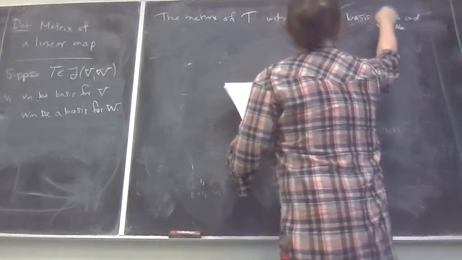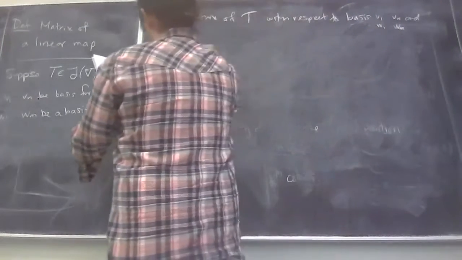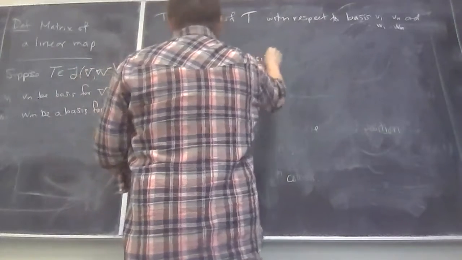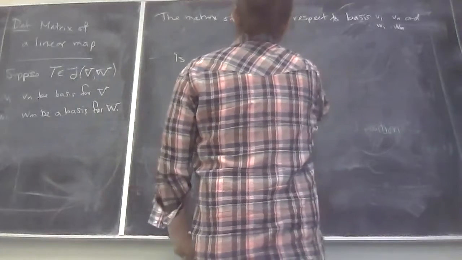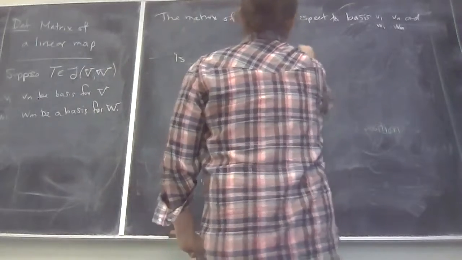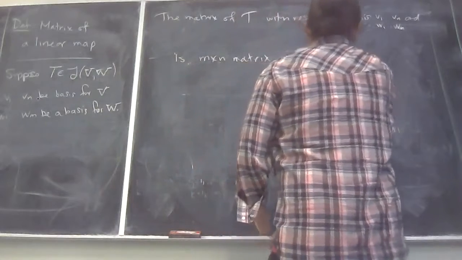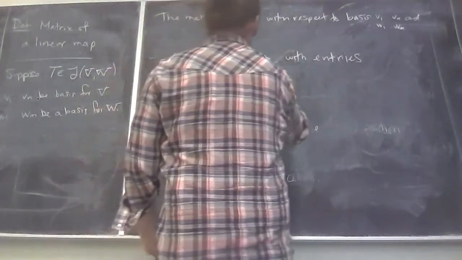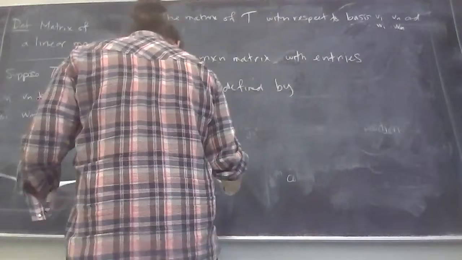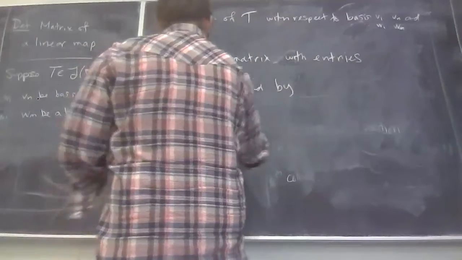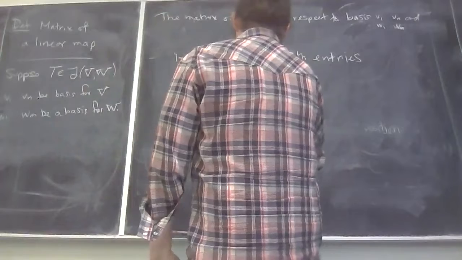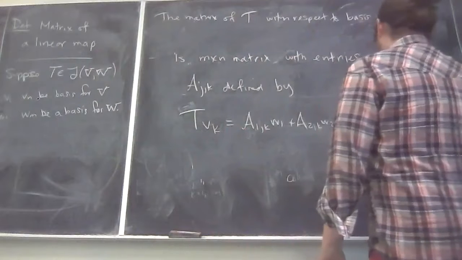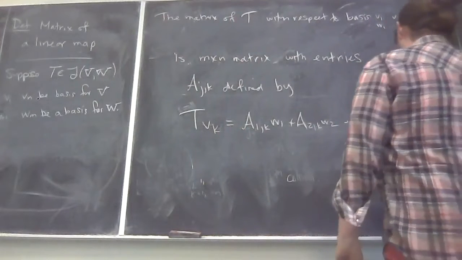So the matrix of T with respect to the basis V1 through Vn and W1 through Wm is an m by n matrix with entries A_jk defined by T(Vk) = A1k W1 + A2k W2 out to Amk Wm. What the heck does that mean?